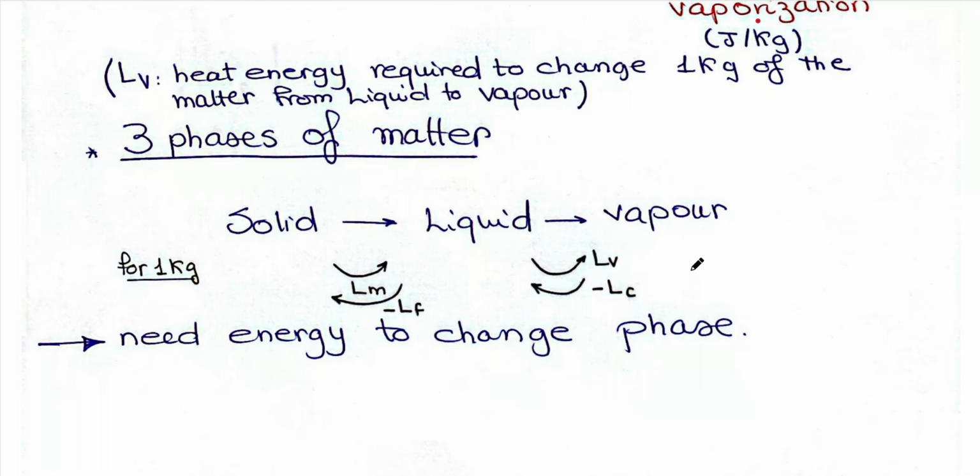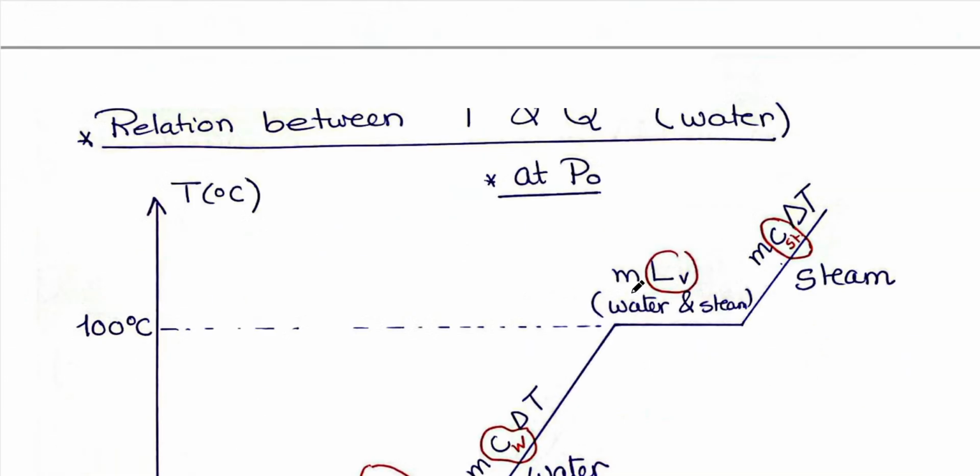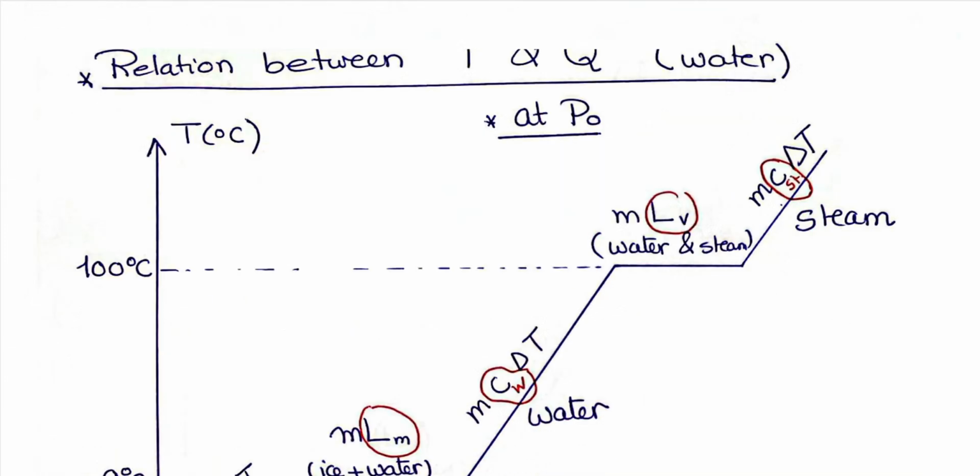And for the opposite process, you remove heat from the matter. You remove heat from the vapor to have it liquid, and you remove heat from the liquid to have it solid. That's why you put a negative sign for the latent heat of condensation. Let's explain this using the relation between the temperature and Q.